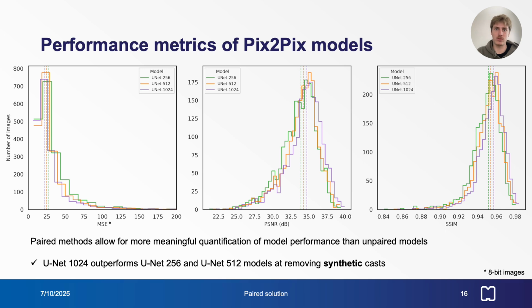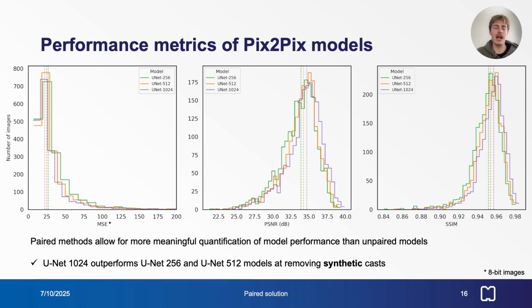So we train the pix-to-pix model on our data set for UNETs 256, 512, and 1024. Now that we have a ground truth, we can use more meaningful metrics that make pixel-wise comparisons, like mean squared error and structural similarity index measure. These preserve spatial information. Interpreting the results, we know that a lower mean squared error and higher PSNR and SSIM reflect better performance. Statistical tests show that the UNET 1024 model outperformed all others at removing synthetic casts in all metrics, generating high quality images that match the ground truth target more closely.